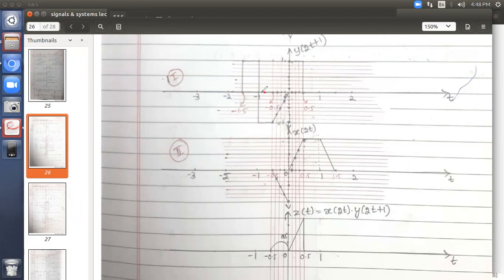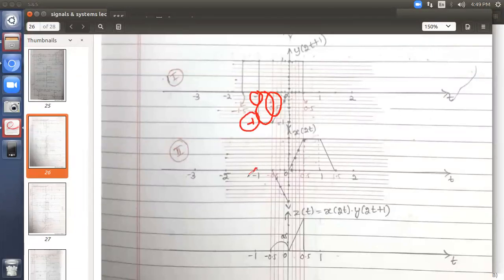Then coming to the second part, this much. The range is between minus 1 and minus 0.5. There is a down pulse with the amplitude minus 1. So the amplitude is minus 1 here.